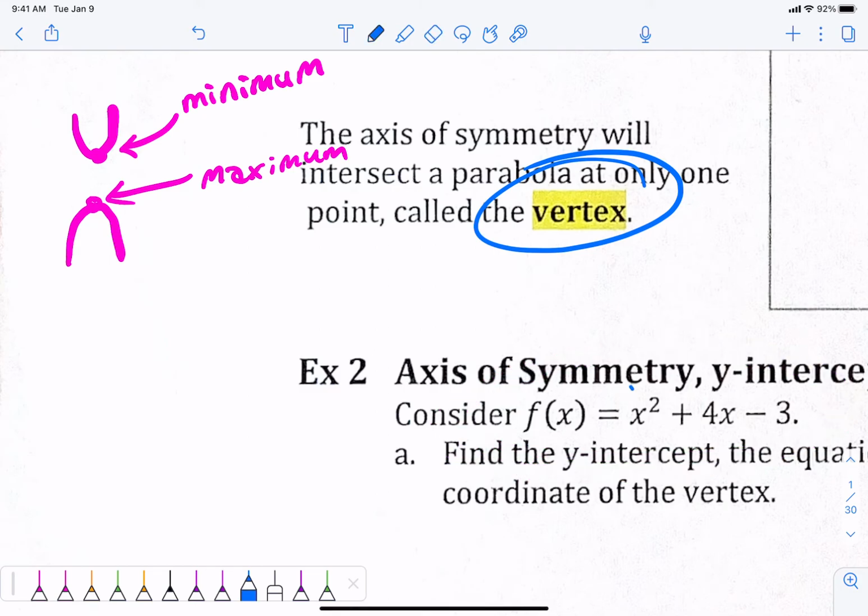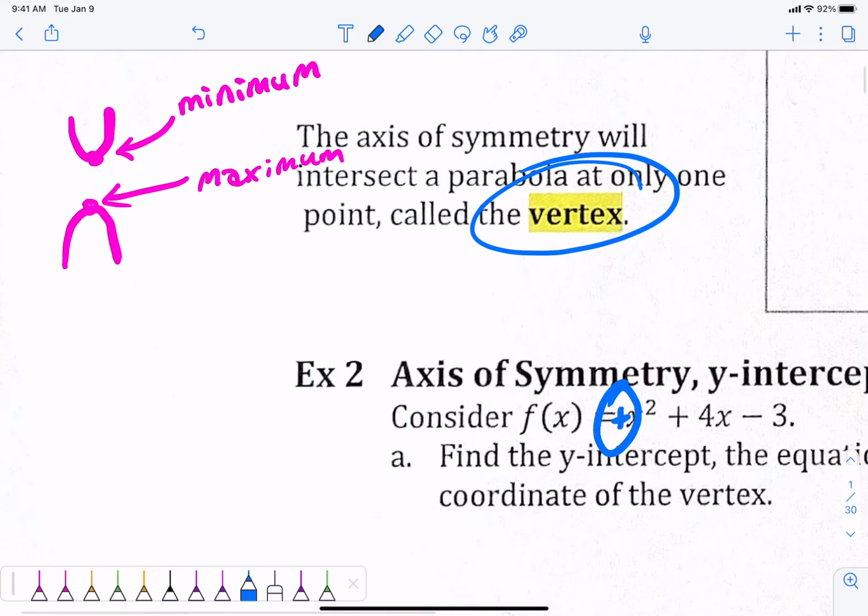Yeah, you look at what's in front of the x squared. Only what's in front of the x squared. Is that a positive number or a negative number? It's a positive. So this guy is going to smile. He's going to have a minimum. Does that make sense?